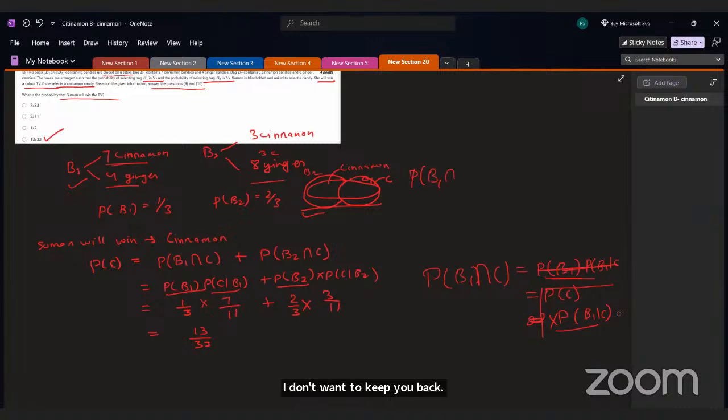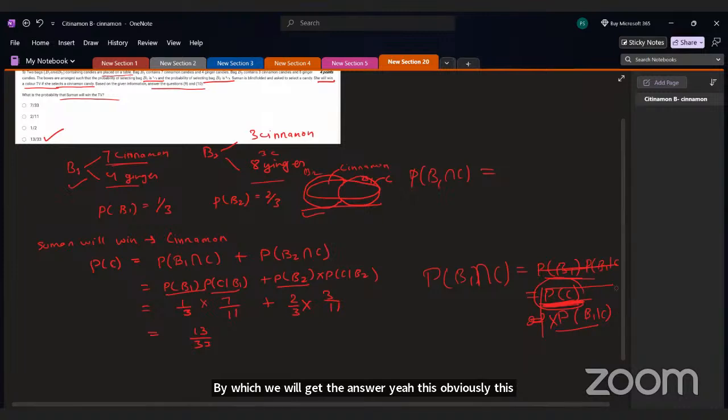Okay, so if we use this formula also, can we get the answer? You can get the answer, but the thing is, the probability of C is not given to us. That is what we have to calculate. We have to use the formula by which we will get the answer. Yes, obviously this is the unknown we have to calculate.